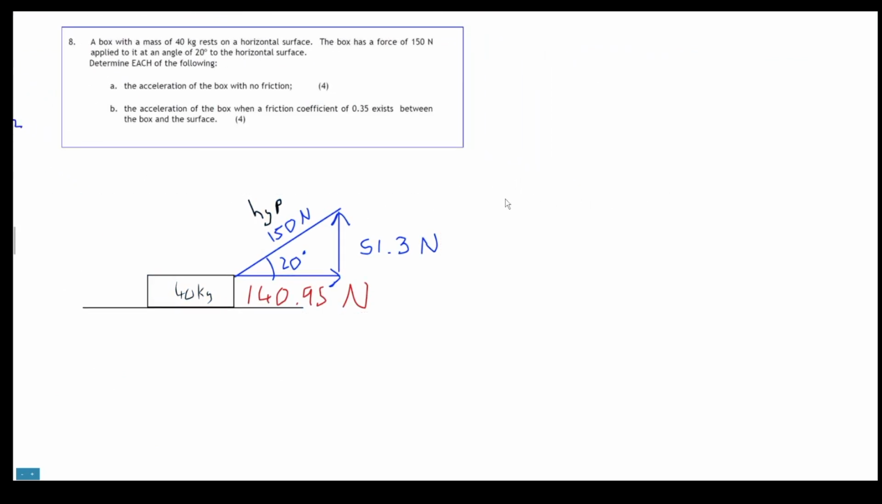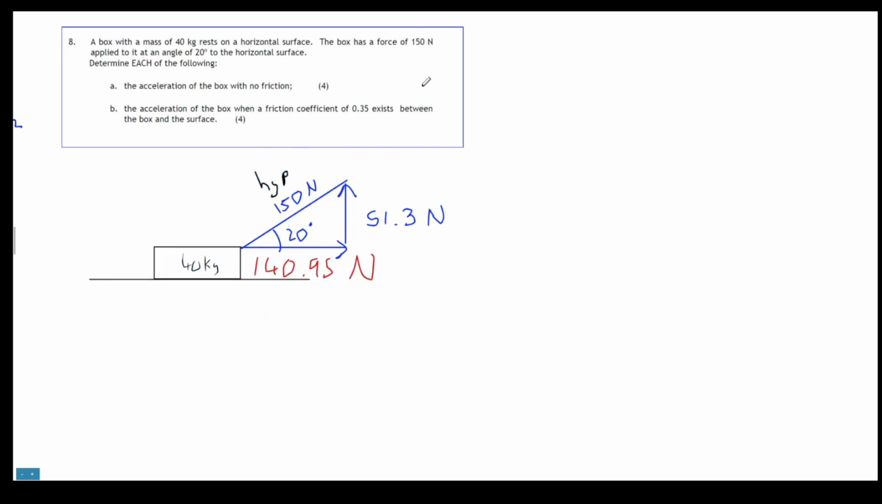So we're pulling on this box, and like I said, we're pulling it up a bit. We've got to have a look at how much we're pulling it up, because it's really important for the friction equation. I think friction is fun. Friction force is equal to the coefficient of friction times the normal force.